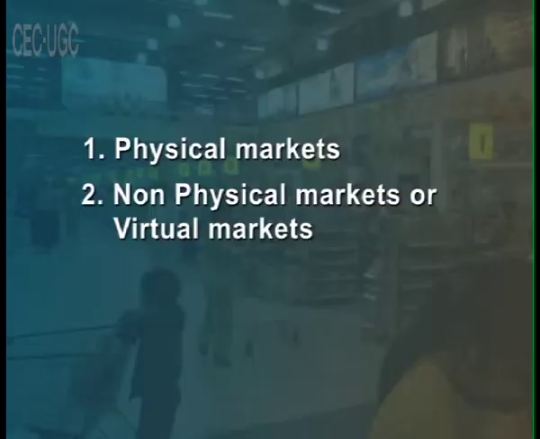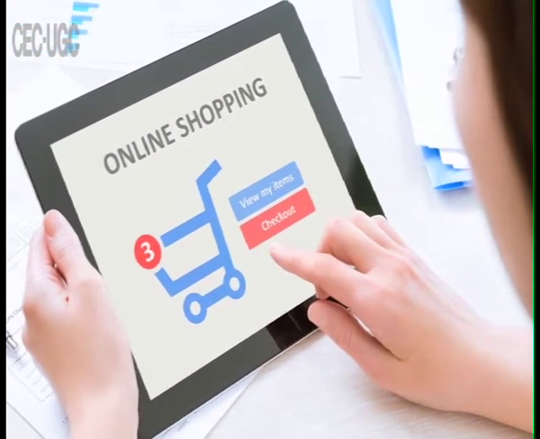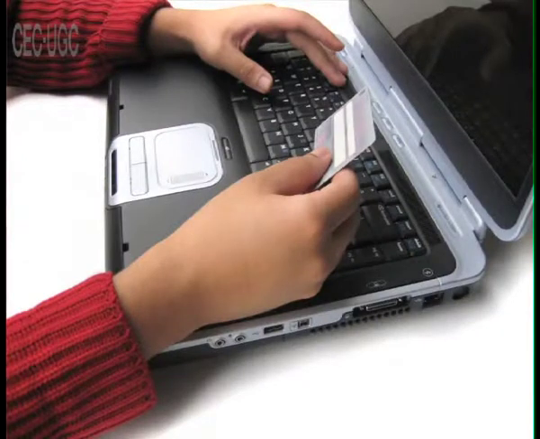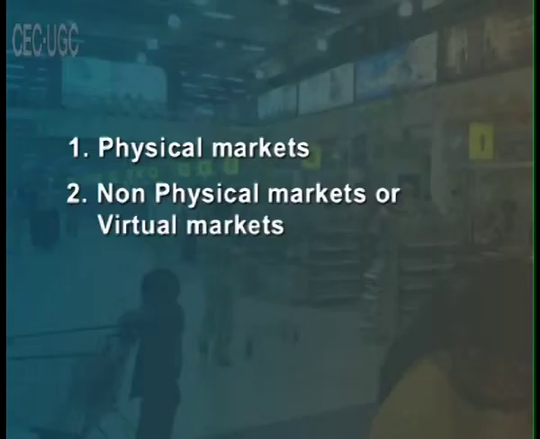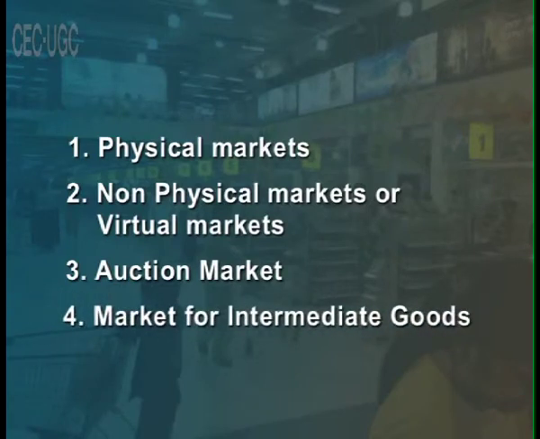In such markets, buyers purchase goods and services through the internet. The buyers and sellers do not meet or interact physically. Instead, the transaction is done through the internet. Third, auction market. In an auction market, the seller sells his good to the highest bidder. Fourth, market for intermediate goods. Such markets sell raw materials or goods required for the final production of other goods.